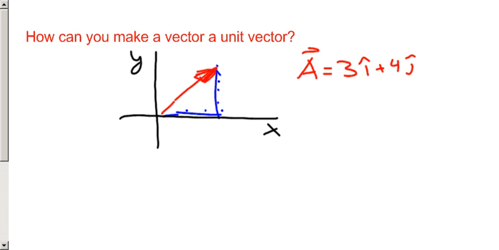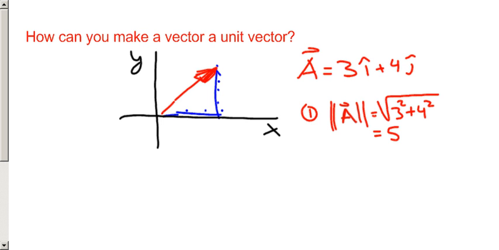Well, how would I make it a unit vector? How do I make that a unit vector? Well, the first thing that we need to do is find the magnitude of A. Well, the magnitude of A is just using the Pythagorean theorem. It's the square root of 3 squared plus 4 squared, which is 5. So that's the magnitude of A. Is that a unit vector?